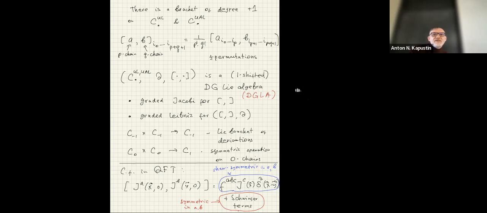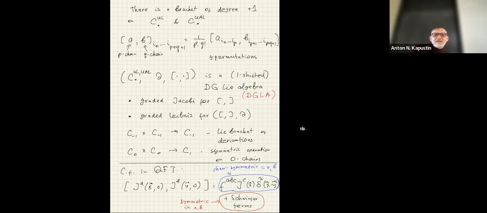Well, it's kind of shifted because of this +1. I should have shifted degrees by 1, so that things start with 0, not from -1. If I did, I'd just get a normal differential graded Lie algebra with the bracket of degree 0, but here it's degree +1. So it means that there's a graded Jacobi and there's a graded Leibniz rule.